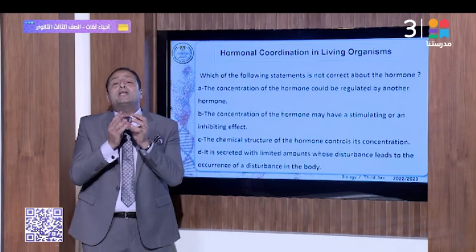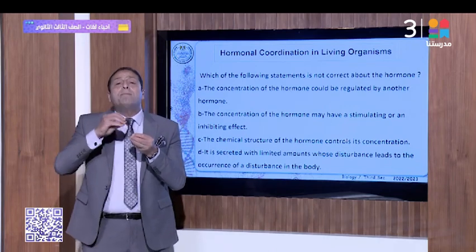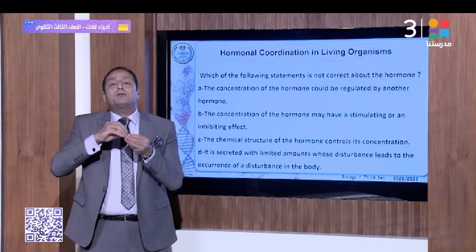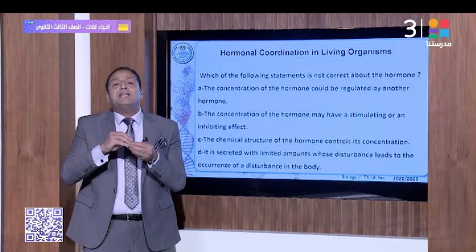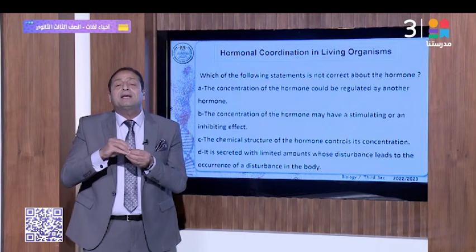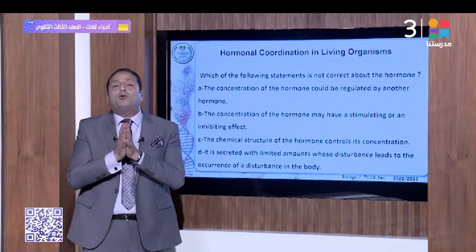But the posterior lobe is not a site of secretion, but of storage and releasing. Why? Because the posterior lobe connects directly with the hypothalamus. Neurosecretory cells in the hypothalamus secrete hormones related to the posterior lobe, which are stored in the posterior lobe and released.